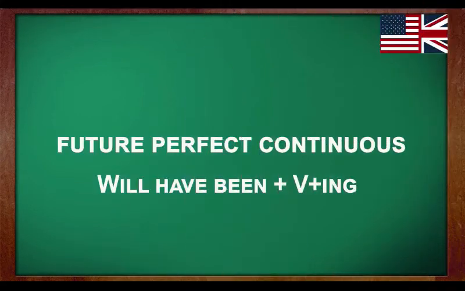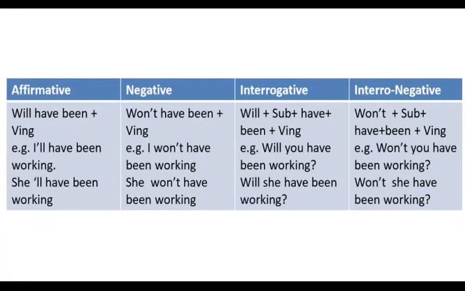Actually, the last section is devoted to the future. Future perfect continuous can be represented as will have been plus verb plus ing. Let's look at the table. In positive sentences, you're going to have will have been plus verb ing. For example, I'll have been working. She'll have been working.